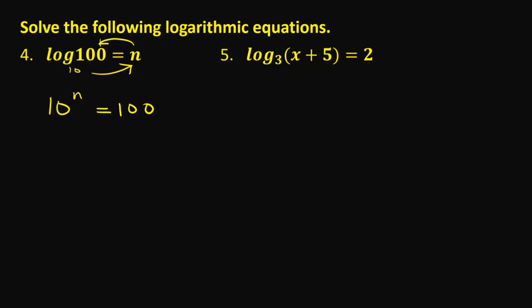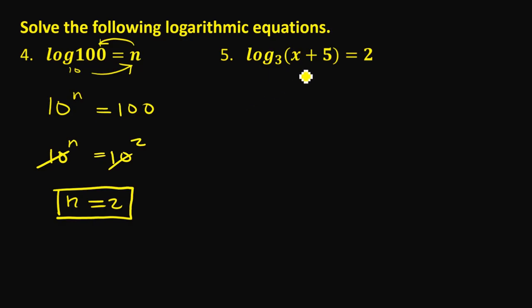Next, we're going to apply the rule in solving exponential equations. Express both sides with the same base. So our base must be 10 because 10 squared is 100. So 10 raised to n equals 10 squared. Cancel the base. Therefore, n is equal to 2.